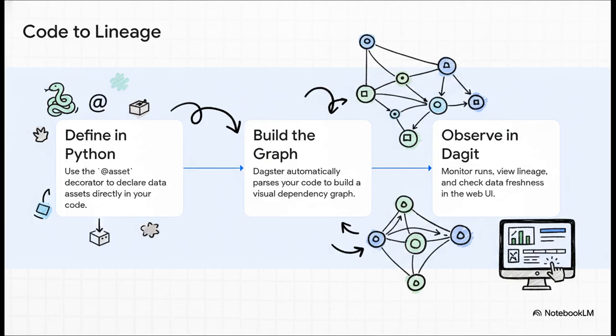First, right in your Python code, you just add a decorator, @asset, above your functions. That's you telling Dagster, hey, this function right here, it produces a data asset. Step 2, Dagster just reads your code and automatically figures out all the dependencies, building that beautiful lineage graph for you. No more drawing diagrams in Lucidchart. And then third, you get to see everything in Dagit, which is Dagster's web UI. It basically becomes your command center for your entire data platform.